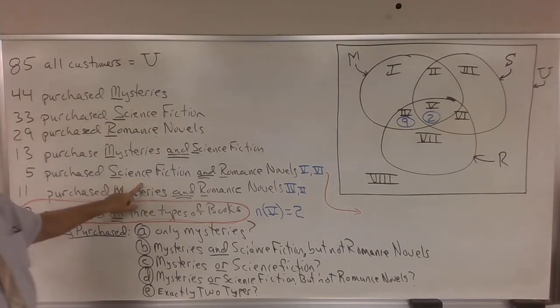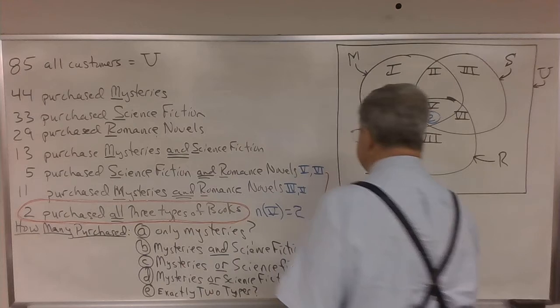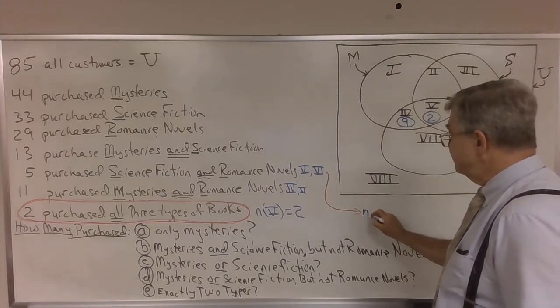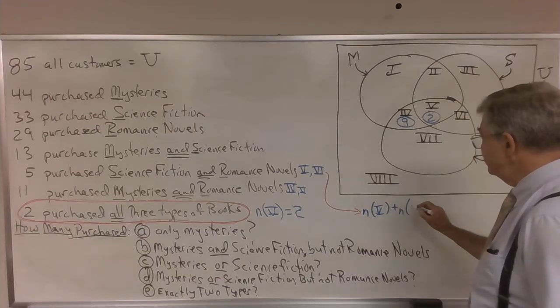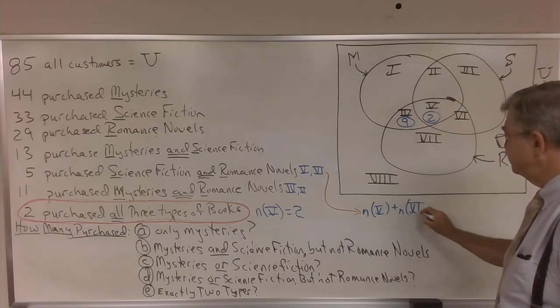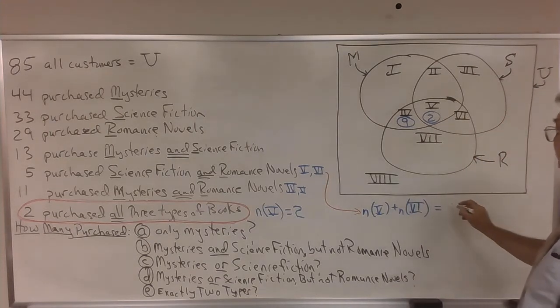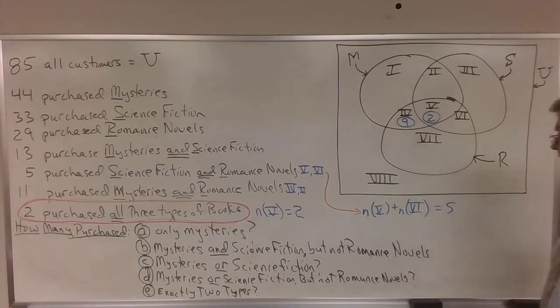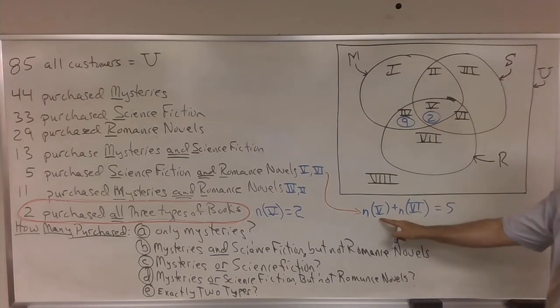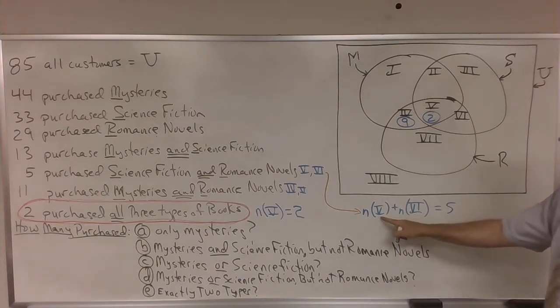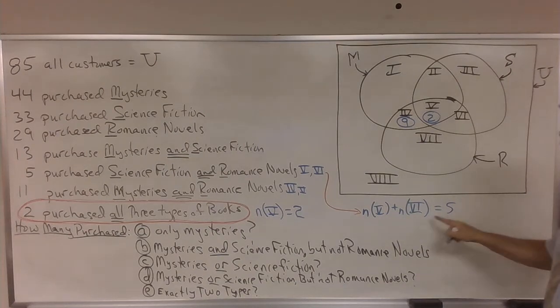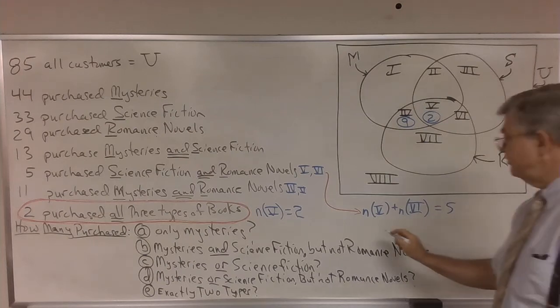Five purchased science fiction and romance. So the number of people in region 5 plus the number of people in region 6 equals 5. And we know how many people are in region 5, don't we? 2. So we'll move this over to the other side of the equation and solve for the number of people in region 6.